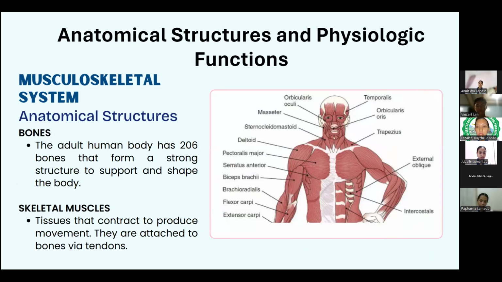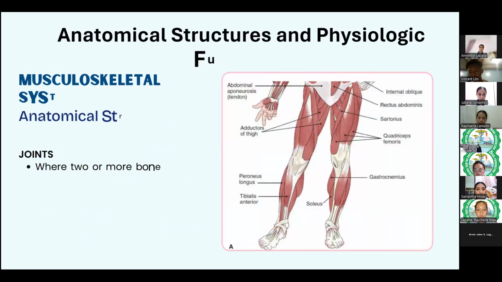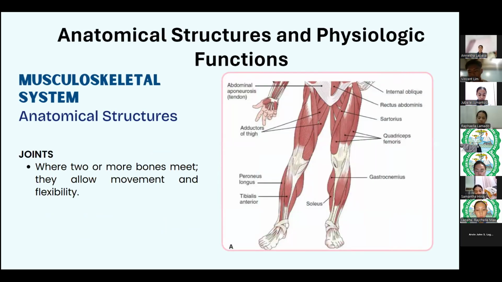Now, for the anatomical structures and physiologic functions, for the musculoskeletal system, the anatomical structures, first the bone. So the adult human body has 206 bones that form a strong structure to support and shape the body. And then for the skeletal muscles, these are the tissues that contract to produce movement. They are attached to the bones via tendons. Next, please. Another one is the joints, where two or more bones meet and they allow movement and flexibility.